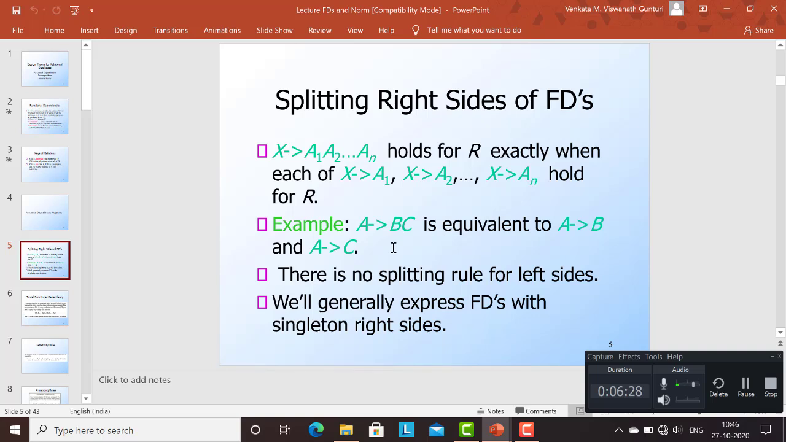So the moral of the story is that if you have any FD like this, you can trivially break it into FDs where the right side is only one attribute, but you can never do that for the left side. If I had a functional dependency like AC implies D, I cannot say that A implies D and C implies D unless you do some actual deduction and prove it. In your set of FDs it may still be true, but it does not hold always. You'll have to be very careful.